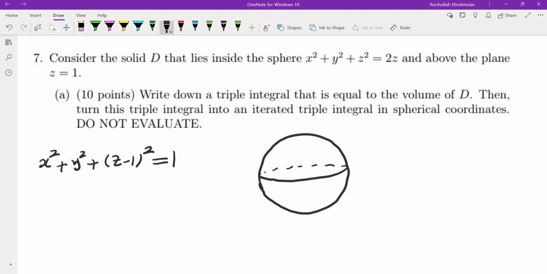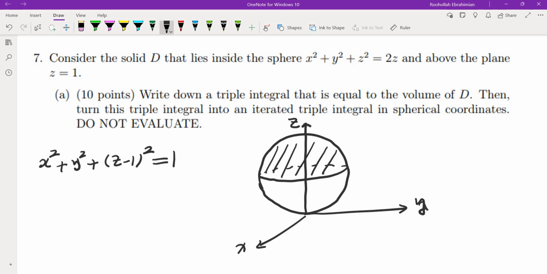And the plane is also at z equals 1. So this is the z-axis, y-axis, and the x-axis. I've done a triple integral that is equal to the volume of D. Turn this triple integral into an iterated triple integral in spherical coordinates. So this is our solid right here.